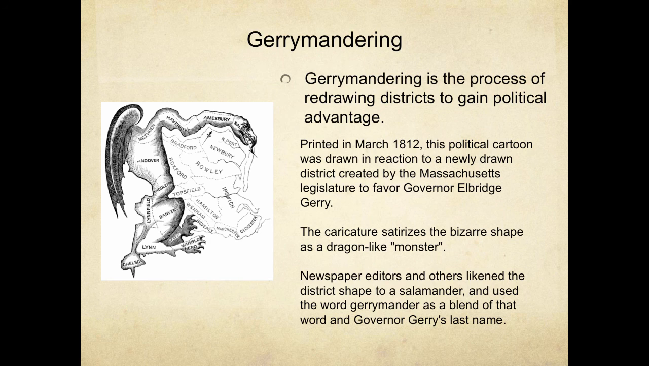This is a cartoon that was printed in March 1812, a political cartoon drawn in reaction to a newly drawn district created by the Massachusetts legislature that favored the governor, Elbridge Gerry. This caricature satirizes the bizarre shape as a sort of dragon-like monster. Newspaper editors and others likened the district shape to a salamander also, and used the word gerrymander as a blend of that word and Governor Gerry's last name.